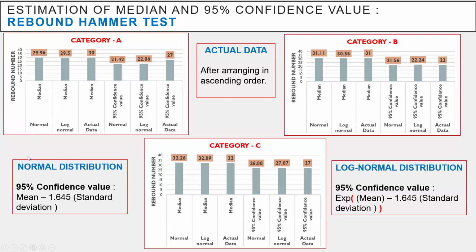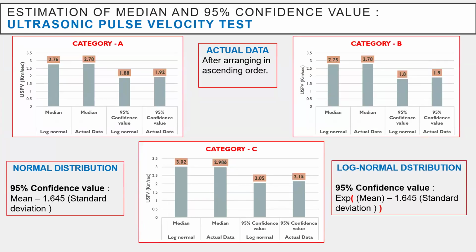Actual data shows that the 95% confidence value is 27. We have found 21.42 and 22.06. Likewise, we have made predictions for category B as well as category C. You can see excellent matching between the actual experimentally observed values and predicted values of rebound hammer.